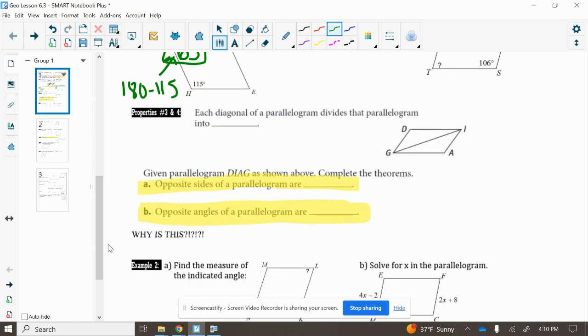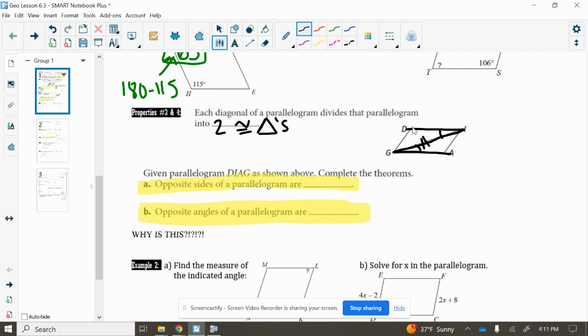Now, we also have 2 more properties, okay? And going back to the idea of looking at a diagonal, what happens is we know that this diagonal divides our parallelogram into 2 congruent triangles. Now, why is this? Well, we know that by the reflexive property, both of our triangles share that diagonal as a side. And then we know that based on the parallel lines, alternate interior angles are congruent.